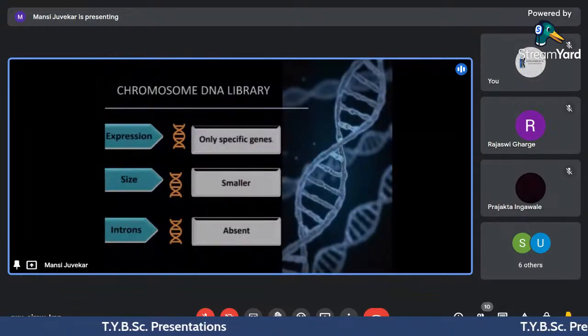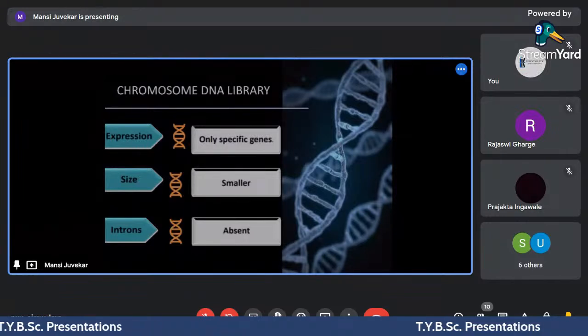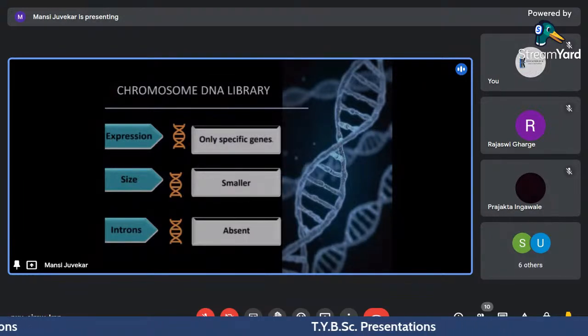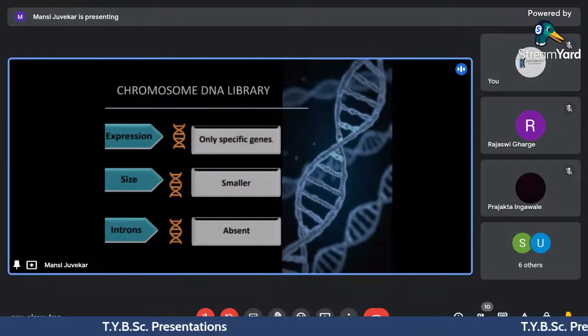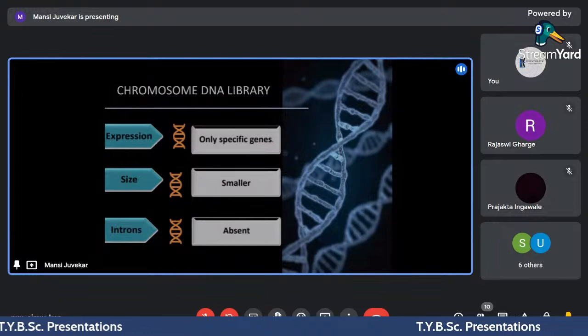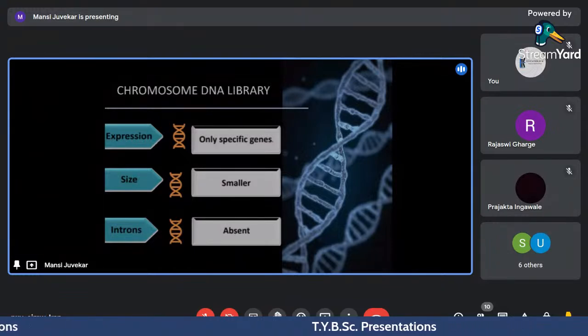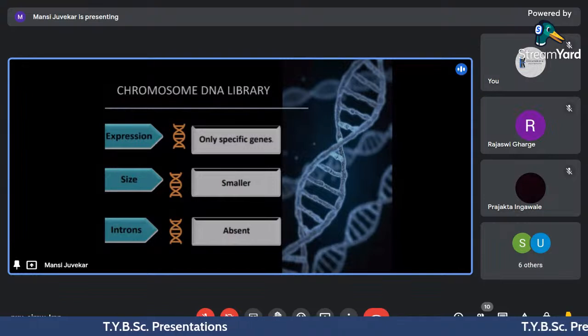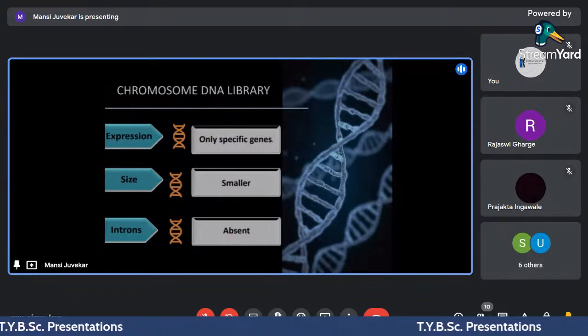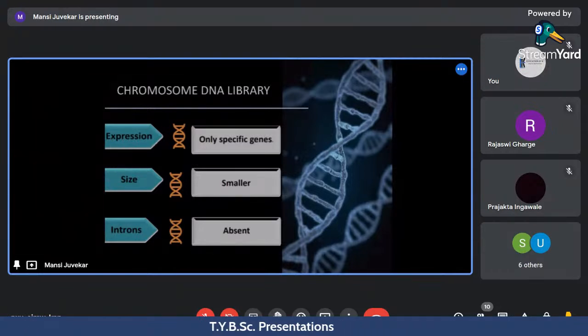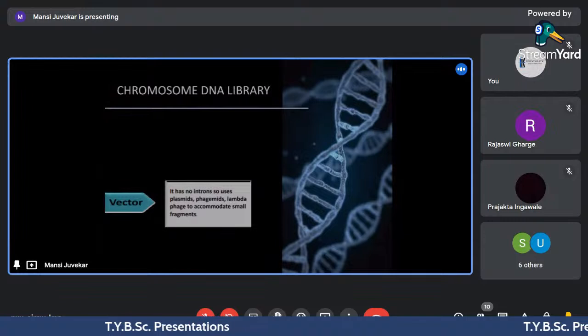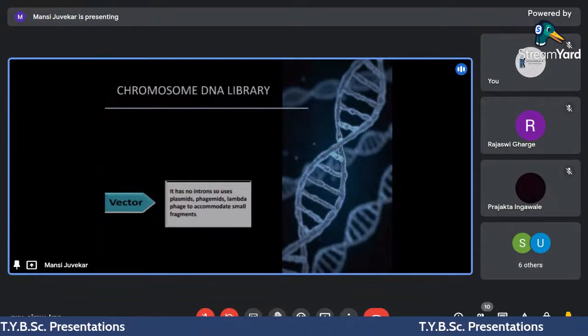तो क्रोमोसोम डीएनए लाइब्रेरी क्या है एग्जैक्टली, वो है एक्सप्रेशन। ओनली स्पेसिफिक जीन्स होते हैं उसमें। पूरा जीनोम नहीं होता, जैसे जीनोमिक लाइब्रेरी में होता है वैसे पूरा जीनोम यहाँ पे नहीं होता। साइज स्मॉलर रहता है कंपेयर टू जीनोमिक लाइब्रेरी। इंट्रॉन्स एब्सेंट होते हैं, सिर्फ एक्सॉन्स होते हैं। So uses plasmids, fragments, lambda phages to accommodate small fragments.